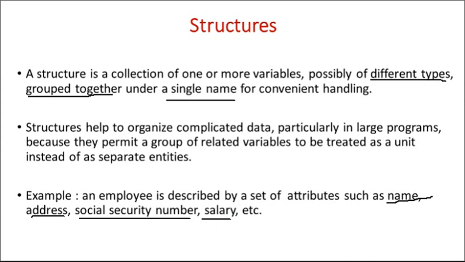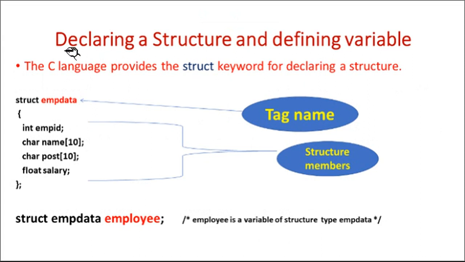Now let's see how to declare a structure and define a variable for the structure. This is how we can declare a structure. While declaring the structure, the struct keyword has to be used. In this example, emp data is the tag name. The tag name identifies the probable members of the structure and roughly what the program is doing. Next are the members of the structure. All these are the members of the structure.